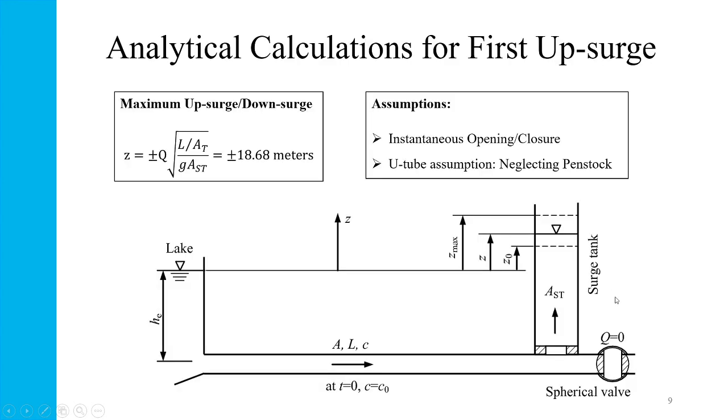Then we did analytical calculation for the first upsurge, assuming U-tube oscillation using this formula. The positive sign gives the maximum upsurge and the negative sign gives the maximum downsurge. This formulation neglected the presence of penstock and assumed instantaneous opening and closure. The value obtained was 18.68 meters, which must be more than the real values because of the assumptions.